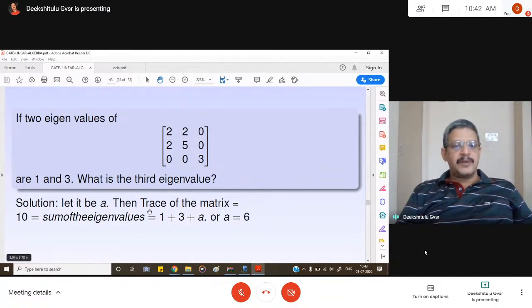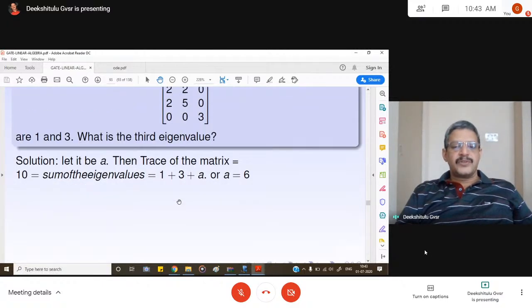We have a principle. The trace of the matrix is equal to sum of the eigenvalues. Trace means sum of the principal diagonal elements: 2 plus 5 plus 3. 2 plus 5, 7, plus 3, 10. That is, trace is equal to sum of the eigenvalues. Let us say the third eigenvalue is A. So A plus 1 plus 3, that is sum of the eigenvalues, is equal to 10. So A becomes 6. This type of questions you may have.